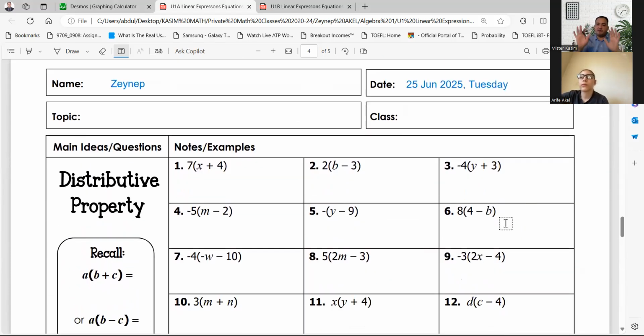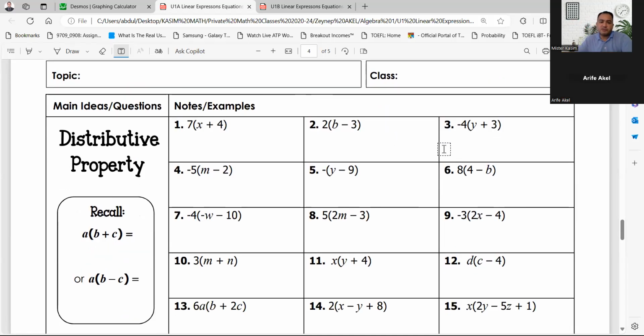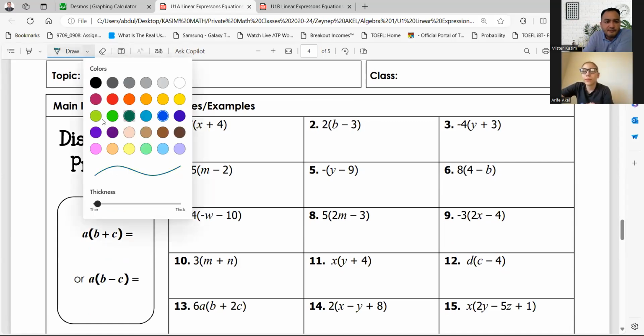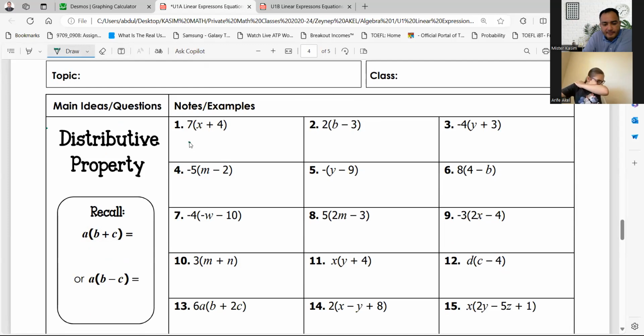And now you know how to expand this. It must be a piece of cake for you. Later, we will do a bit more challenging questions. Just read it and tell me. I'm going to write the answer, okay? 7x plus 28. Next. 2b minus 6. Next. Negative 4y plus negative 1.